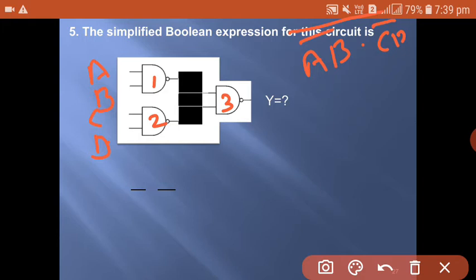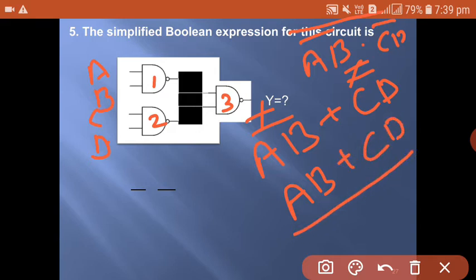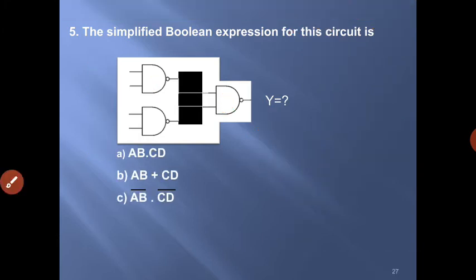Again this is of the form (A into B) whole bar, which equals A bar plus B bar. So it will be ((AB) whole bar, (CD) whole bar) whole bar. The two complements get cancelled, and the leftover term will be AB plus CD. So this is the output logical expression for the given logic circuit: AB plus CD.